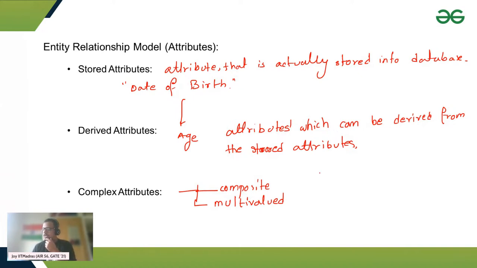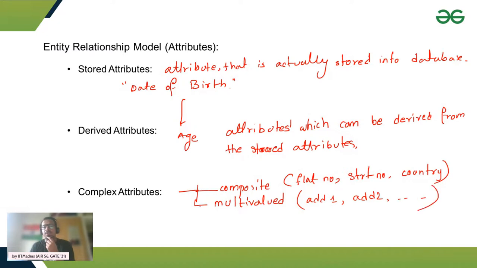So what does it mean by composite attribute? We know that an attribute can be broken into multiple pieces, right? Suppose for an address, we have a flat number, then we can have a street number, we can have a country. So our address can be broken into these multiple parts. Whereas for a multi-valued attribute, we can have multiple addresses. Suppose we can have address 1 of a person, address 2 of a person, and so on.